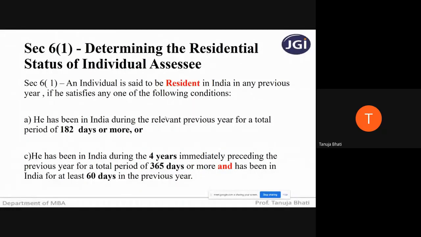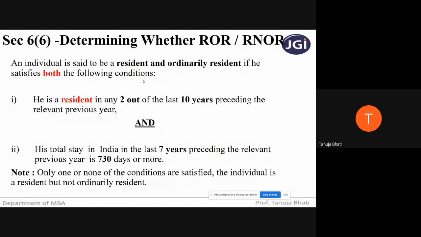So once he is tagged as a resident in a particular year, you have to just check that out of 10 years, he should be a resident in at least 2 years. And next, his total stay in India in last 7 years preceding the relevant previous year is 730 days or more. Now this is in days. The second condition is in days. Remember students, it is in days. You have to count the days, and here it is in years.